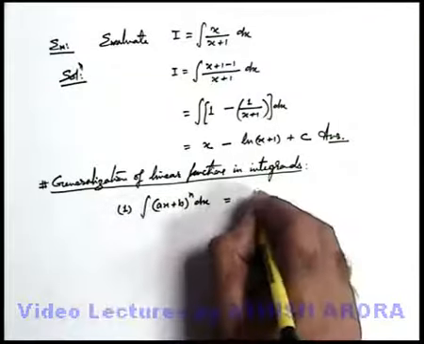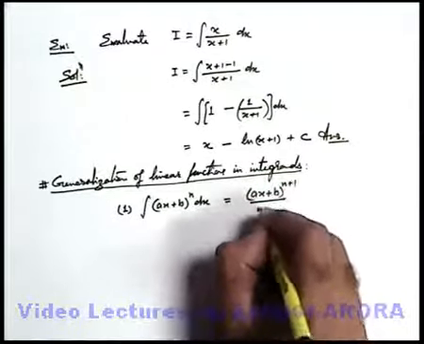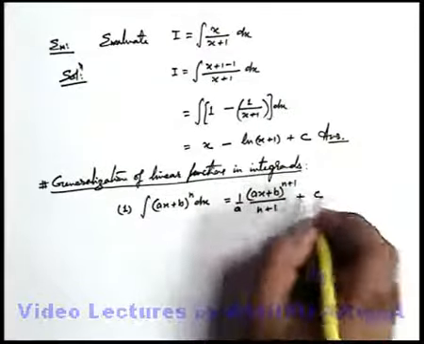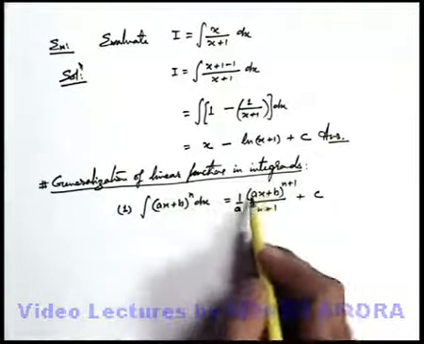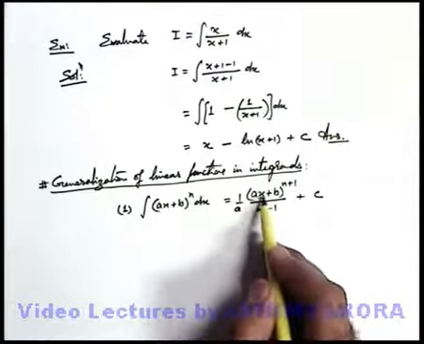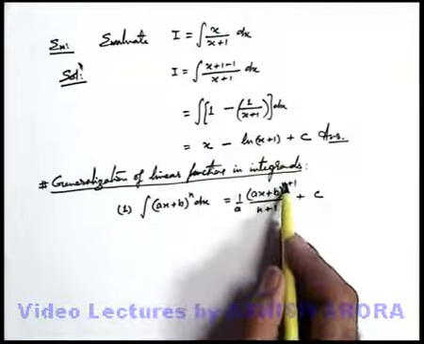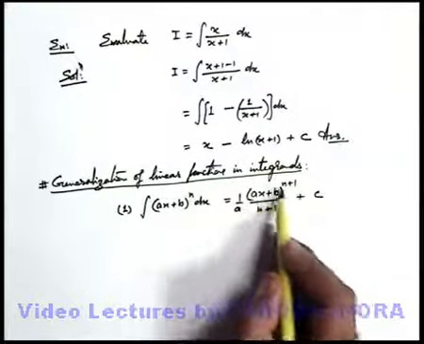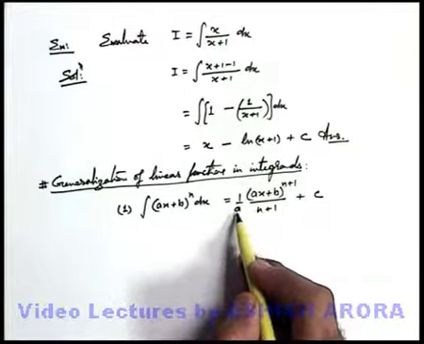Here we can write ax plus b to whole power n plus 1 upon n plus 1, into 1 by a, plus c. Here whatever is the coefficient of x, we need to divide by it. Because when you differentiate this function, you know well what you are going to get. It is ax plus b to power n plus 1. This will become n plus 1 into ax plus b to power n. So n plus 1 will get cancelled out and then you multiply it with the differentiation of ax plus b, that is a. That a has to be cancelled out, that's why we divide it by a.